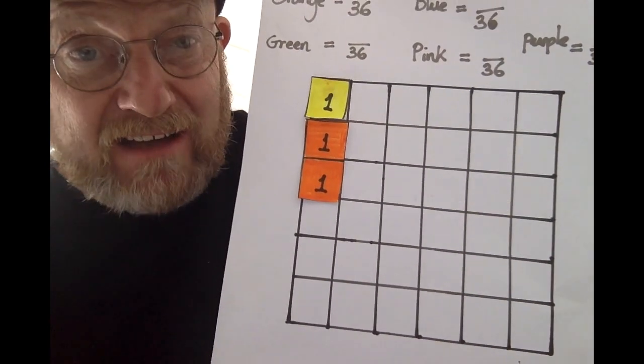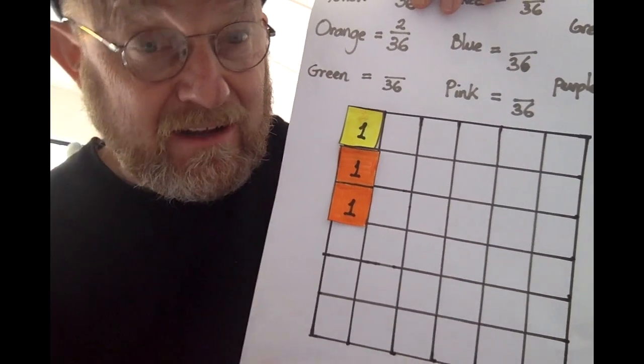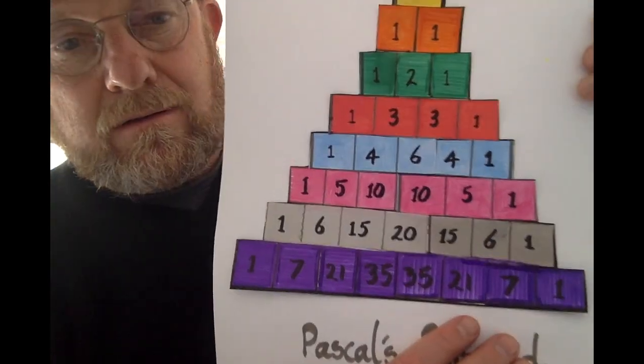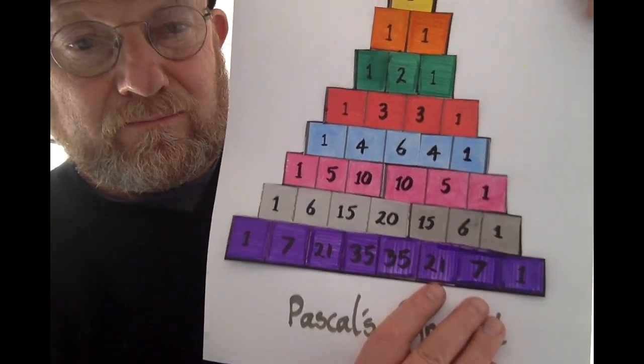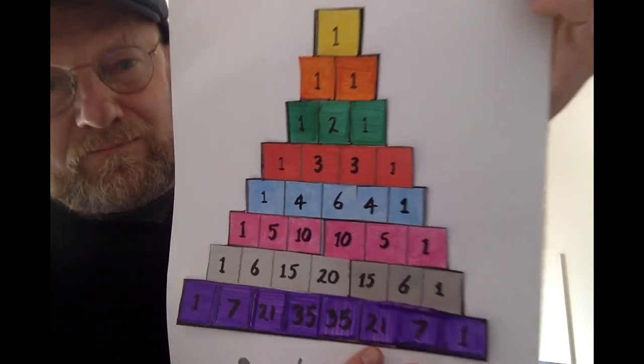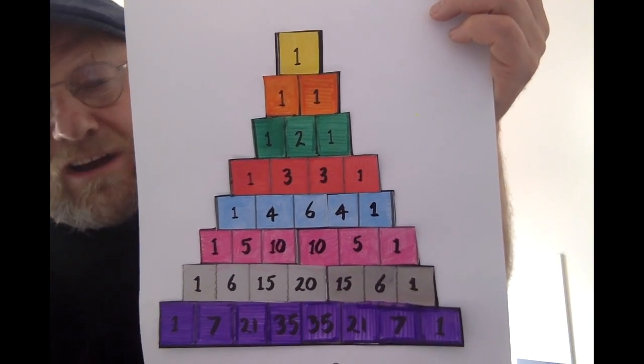Now, once you've done that, I want you to place the squares on top of the 36 grid, not stick them down. Then you take the grid and you make Pascal's triangle. And there it is. And I've made it. Now, just move it back a bit for you. There you go. Pascal's triangle.